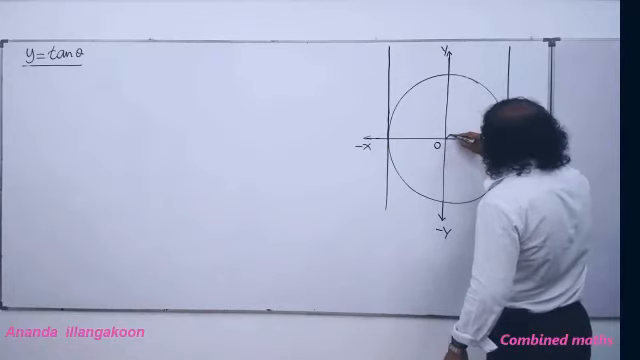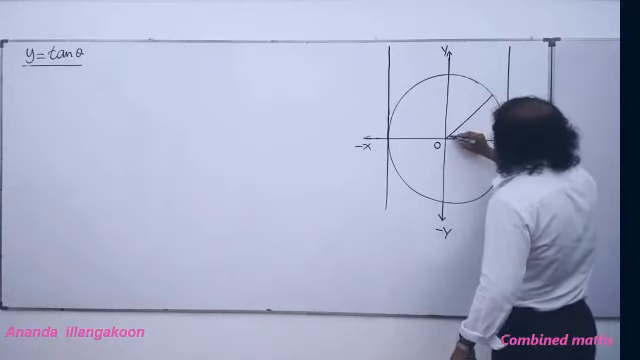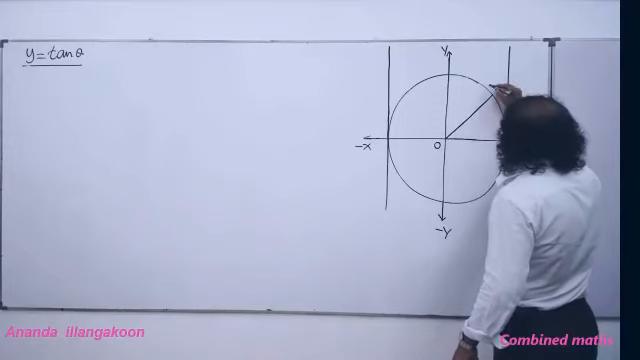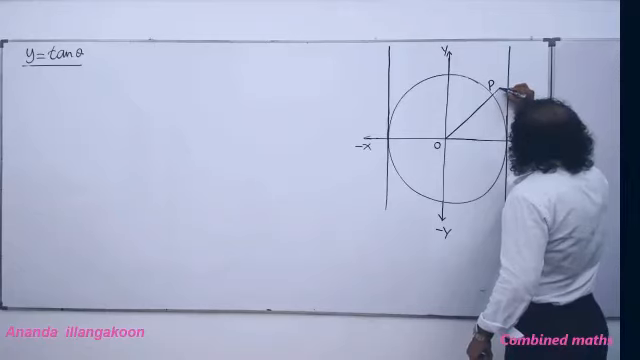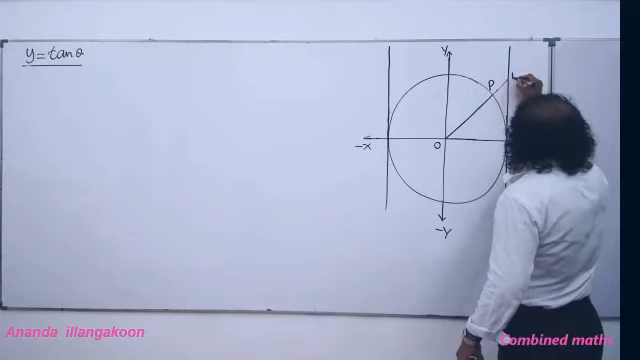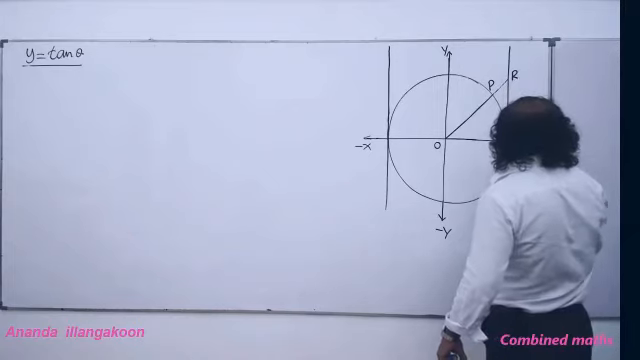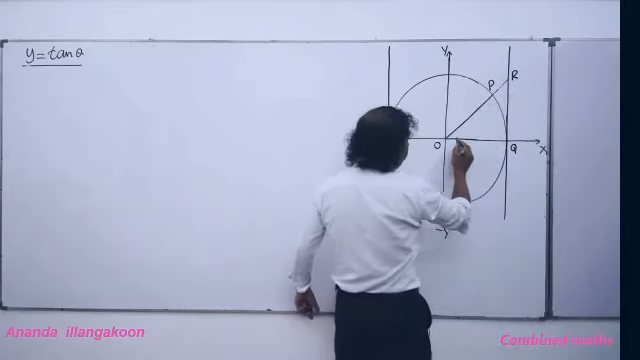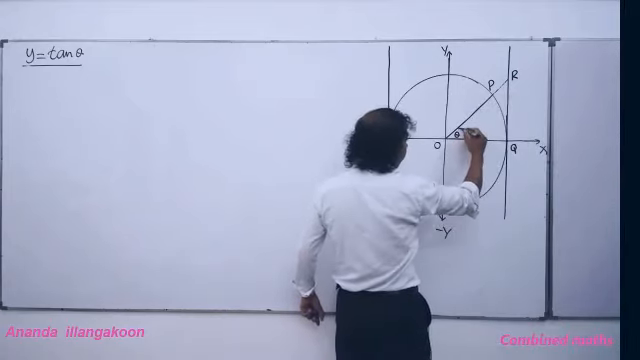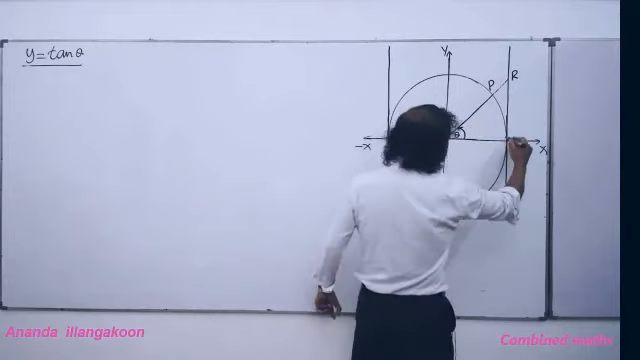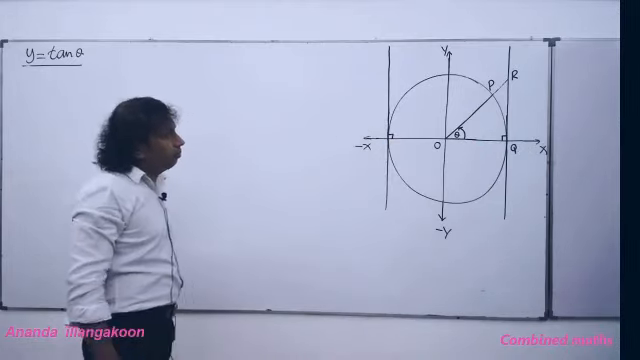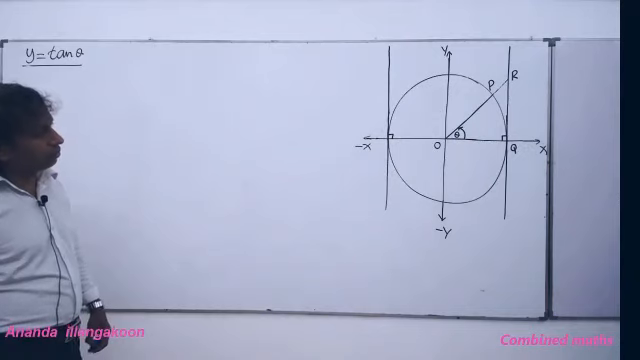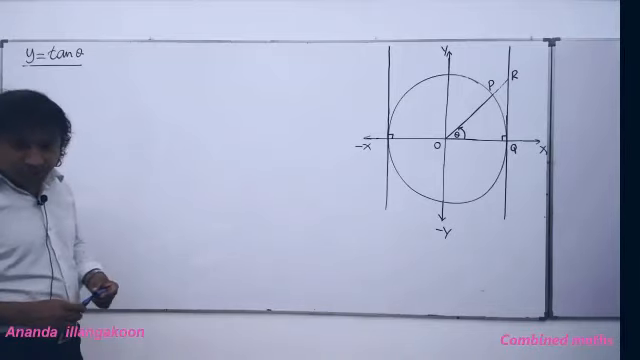OP is still one, people, as before, and I produce this to meet the tangent at a point; let us call it R. Let this point be Q. This angle is theta. This is 90 because this is the tangent. Here it is all 90. Look at this diagram, people.